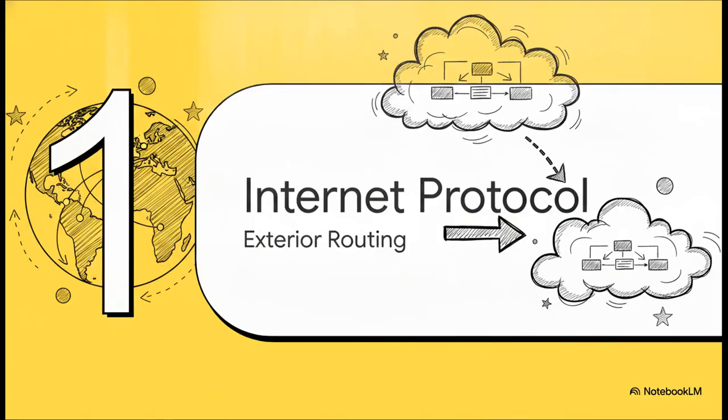Section 1. The Internet's routing protocol. Exterior routing. Because BGP routes between distinct networks, it's what we call an exterior gateway protocol. This is pretty different from the interior protocols you might already know, like OSPF or EIGRP, which work purely inside a single network. BGP version 4 is the current standard deployed all across the world today.